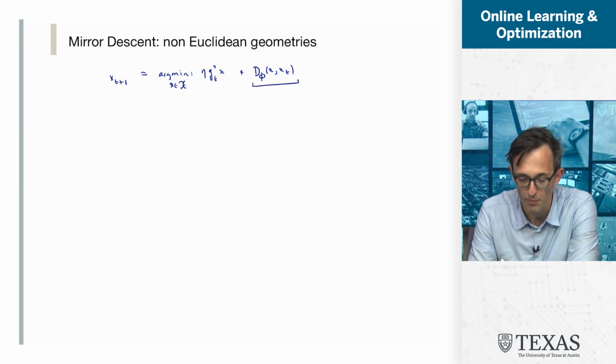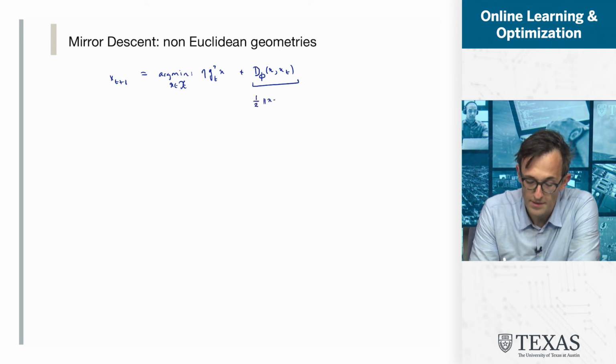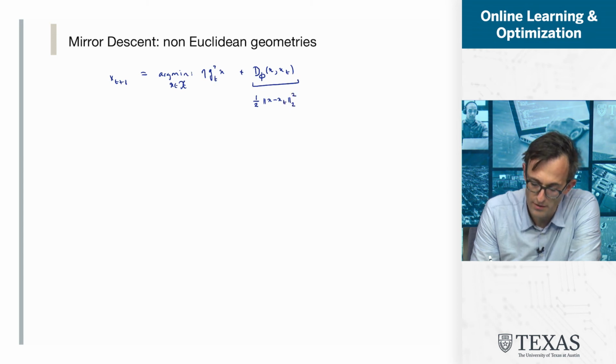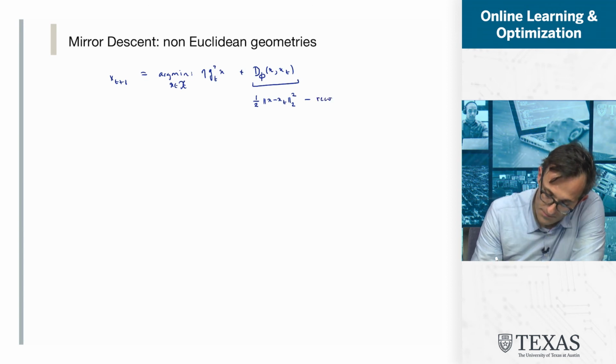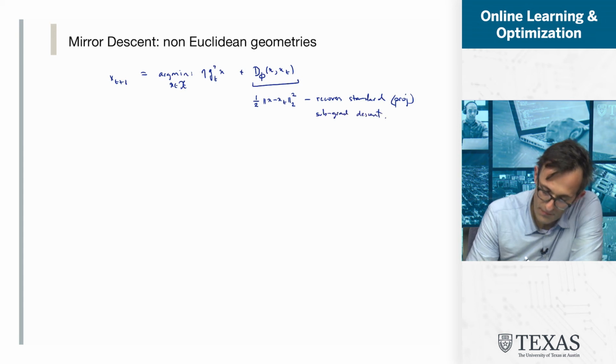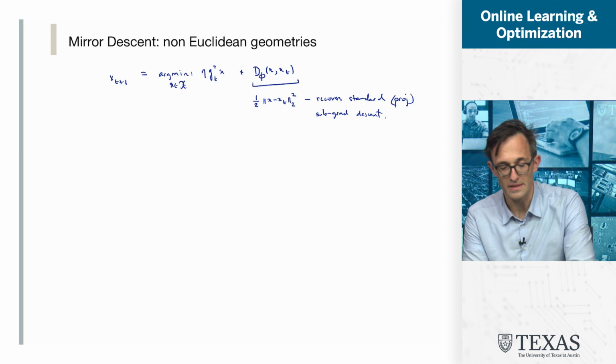Remember that if we were to replace this with something like 1/2 times x minus xt Euclidean norm squared, this recovers our standard projected subgradient descent. So the whole idea is that we're changing d phi.